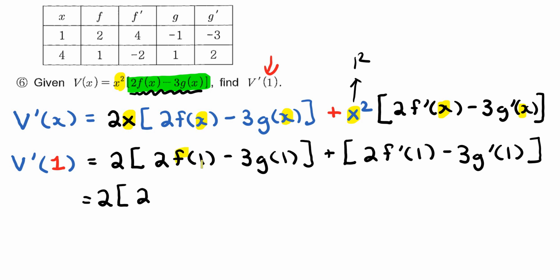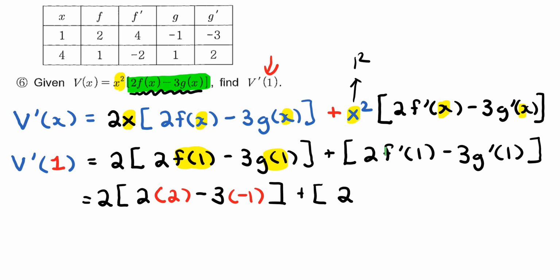And let's see if we can use the table now to figure this out. So what's f of 1? So here's f, there's 1. F of 1 is going to be 2, so 2 times 2 minus 3 times, and what's g of 1? Well, here's the g, there's the 1, so g of 1 is going to be negative 1. And then I close that bracket off. Okay. And then there's a plus sign.